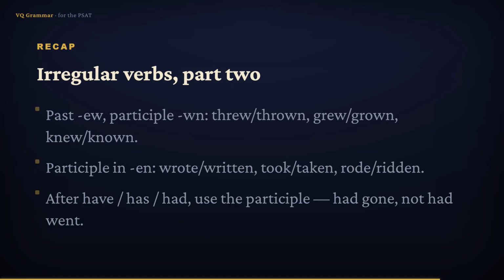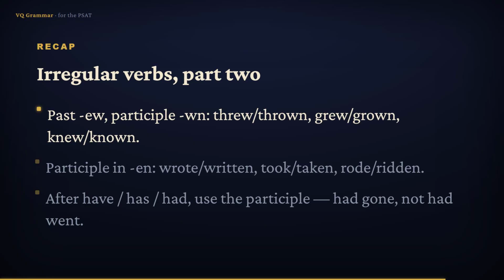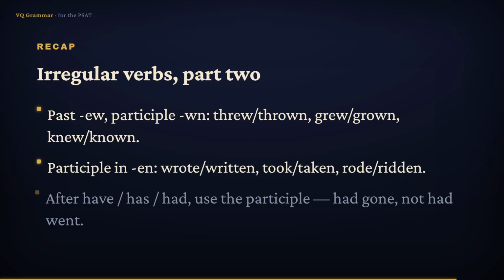Let's wrap up. We learned a second batch of irregular verbs by their patterns. The EW-WN group, throw, threw, thrown, and grow, grew, grown. The EN group, where the participle ends in EN. Write, wrote, written, and take, took, taken. And the oddballs like go, went, gone that you just memorize.